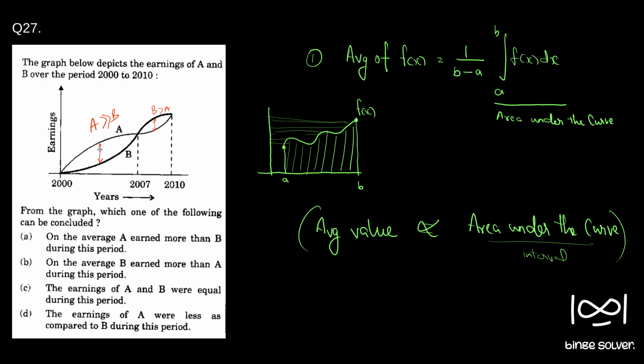The first method I discussed was to just see whether A has a higher value for a longer time. Just with that you can conclude that A is the correct answer. But if you use the area under the curve concept, you will get better clarity on whether A has a higher average value compared to B. So I hope it is not confusing. If you find it confusing, you can comment your doubt and I will try to address it. So this is the solution to question 27. Answer A. On the average, A earned more than B during this period.